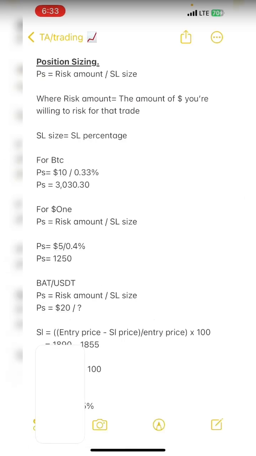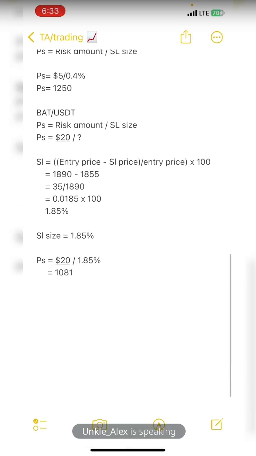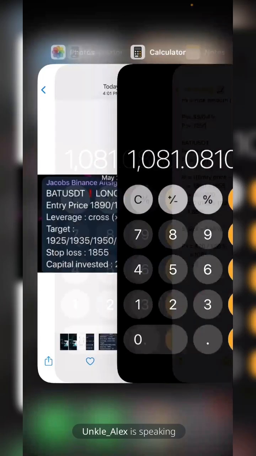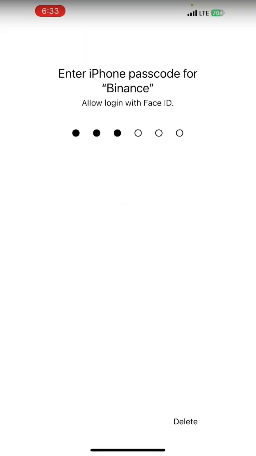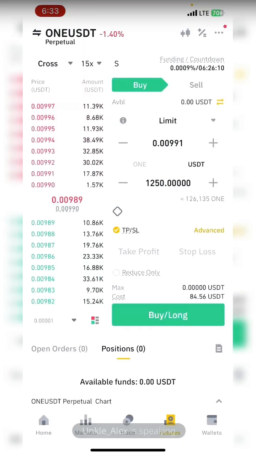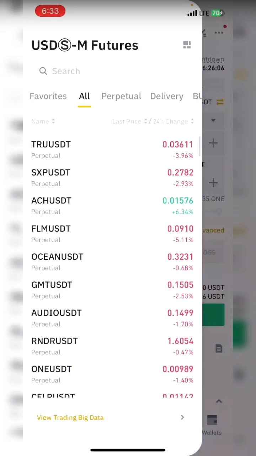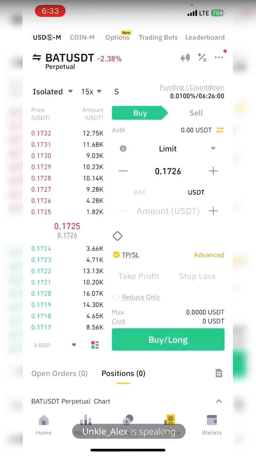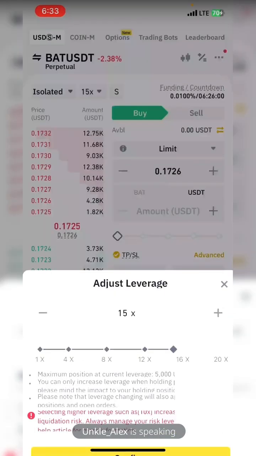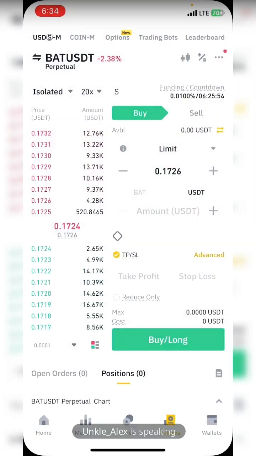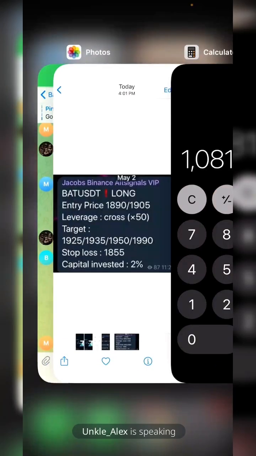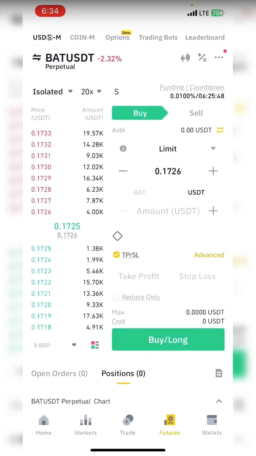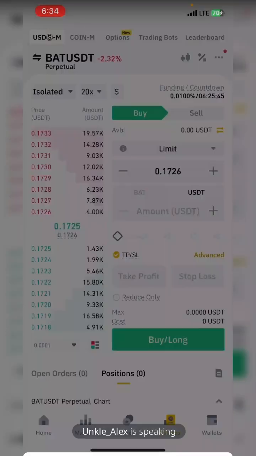So let's come back to our Binance. Look for the BAT USDT pair. This is it. Here, let's say we have leverage up to 20x. Let's use 20x. From the signal, it says long, which is to buy. You come here, you select buy. You select your leverage. Make sure your margin is on isolated margin.